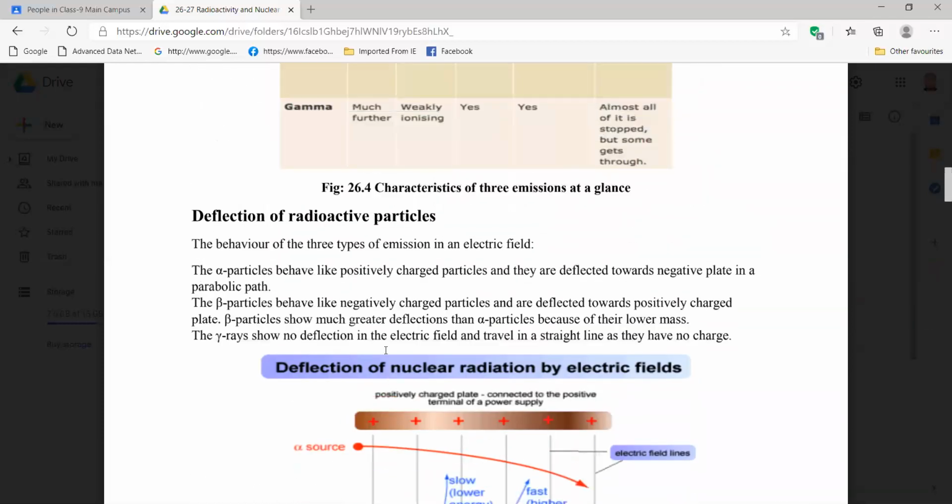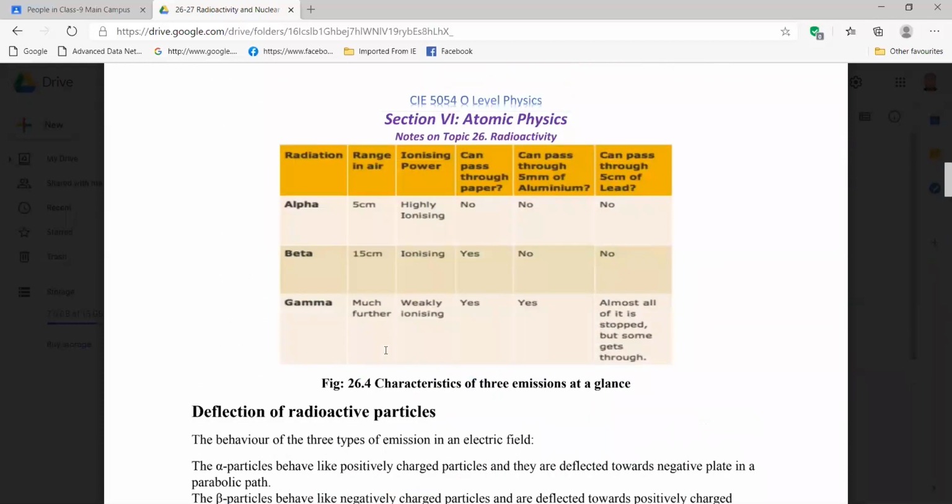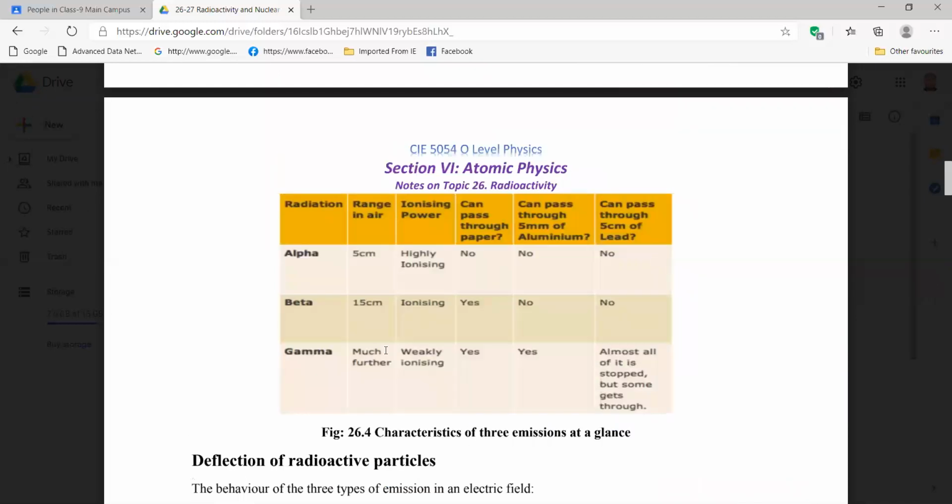Now without seeing, you will tell me. You will sum up about alpha, beta, and gamma: the deflection of alpha, beta, and gamma in an electric field. Ziba, can you sum up?